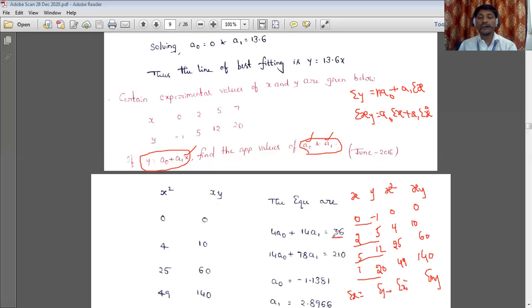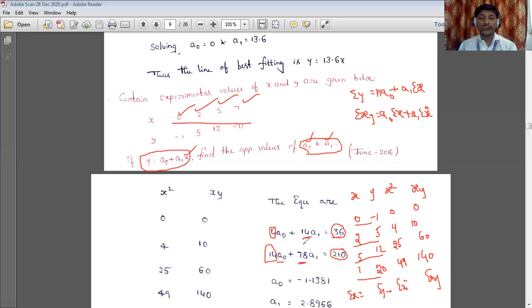Here we substitute directly. It means summation y is this value, and next n represents what? Number of values. How many values here? 1, 2, 3 and 4. So n is equal to 4. That's why we substituted 4 a naught. And next is summation x. By adding all these values, 7 plus 5 is 12, 12 plus 2 is 14. So that's 14. And next is summation xy, how much we got? 210. And next is a naught summation x, how much we got? 14, so 14 we wrote. And next a1 summation x square, that is nothing but 78 a1.